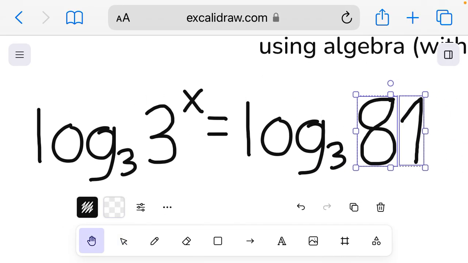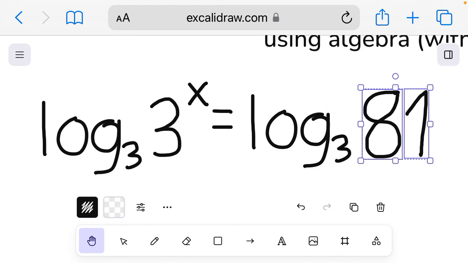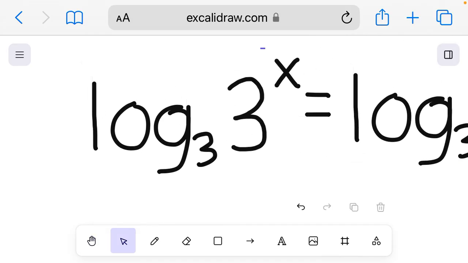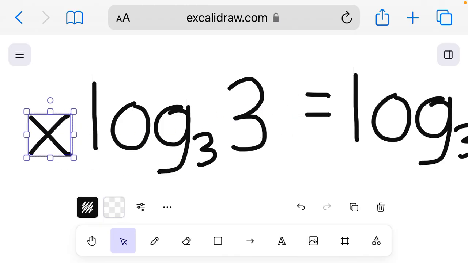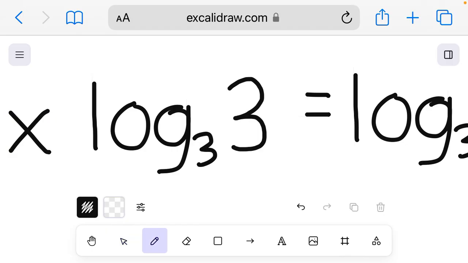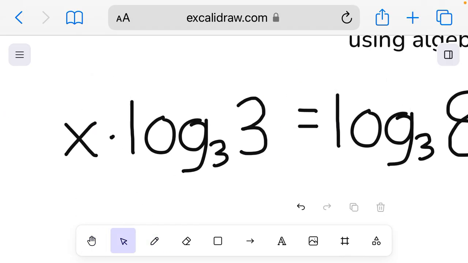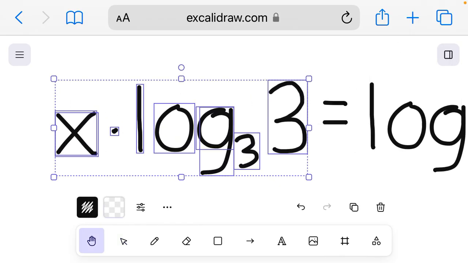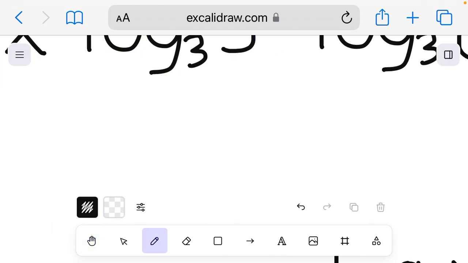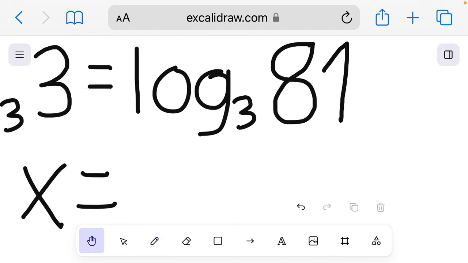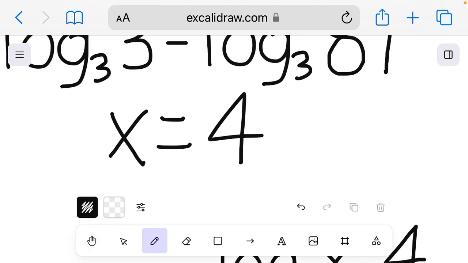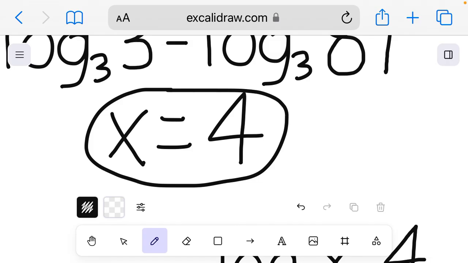Well, if you don't know what the rules are, you can check the video in the description below. But anyway, the rule is you move the x to this side here, and then you put a times symbol here. And then there's another rule that I mentioned in that video, which equals 1. So basically, you write x all by itself, and then the log base 3 of 81, that's 4. So the first answer to the first problem is x equals 4.